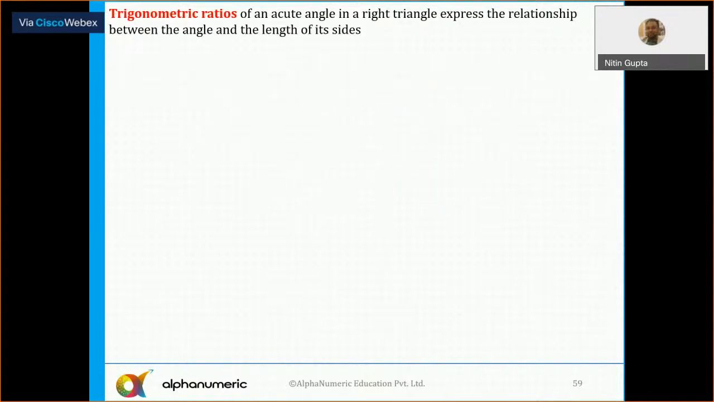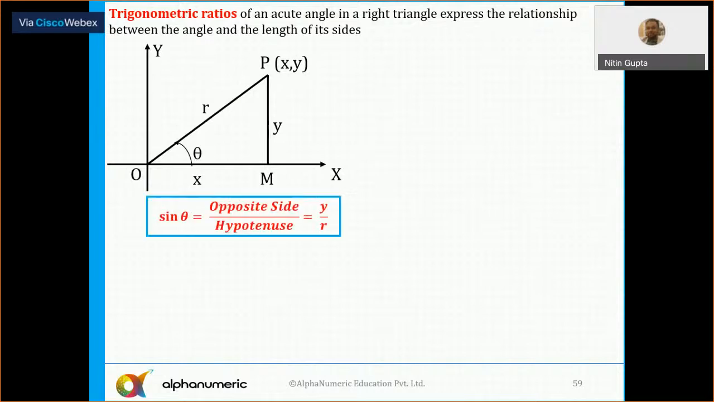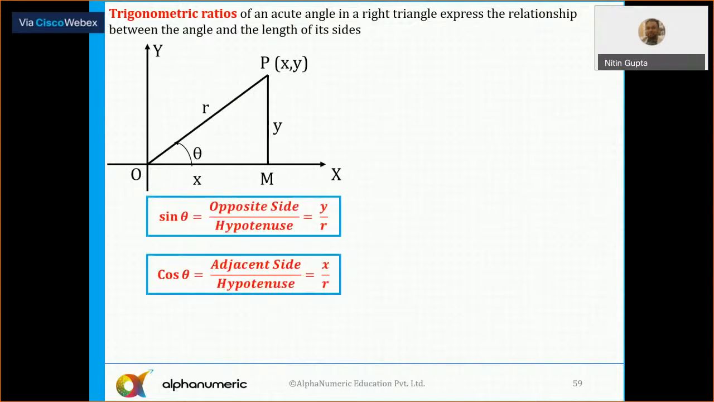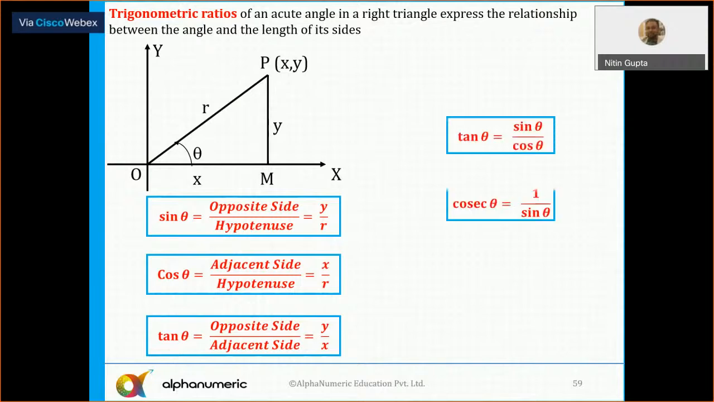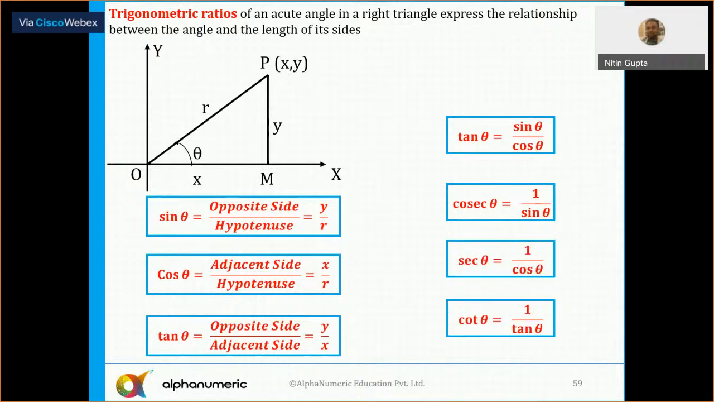Now let's come to the last part, which is trigonometry. So we all know sine theta is equal to perpendicular upon hypotenuse, cos theta is equal to base upon hypotenuse, tan theta is always equal to perpendicular upon base, and tan theta is also sine theta by cos theta. Cosec theta is equal to 1 upon sine theta, sec theta is equal to 1 by cos theta, and cot theta is equal to 1 by tan theta. All right.